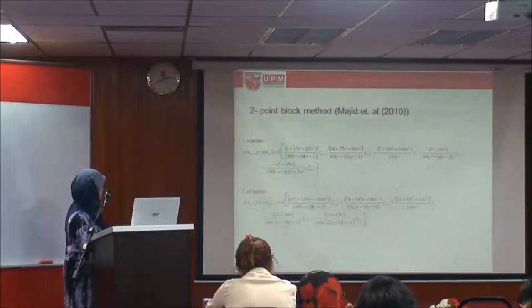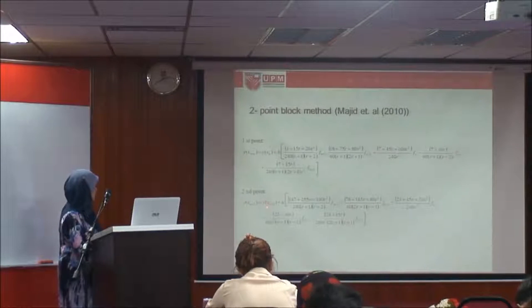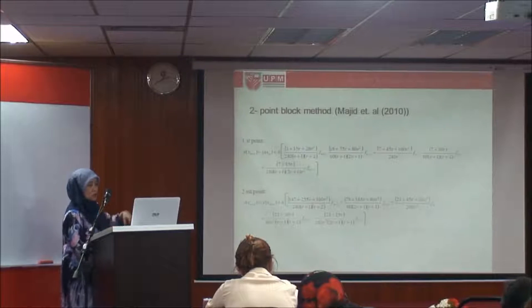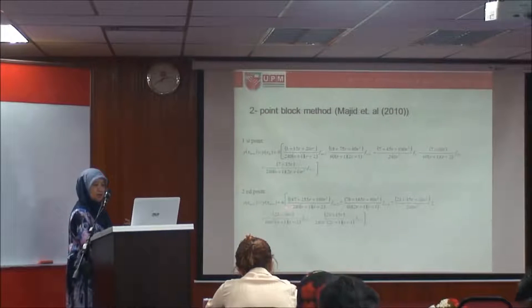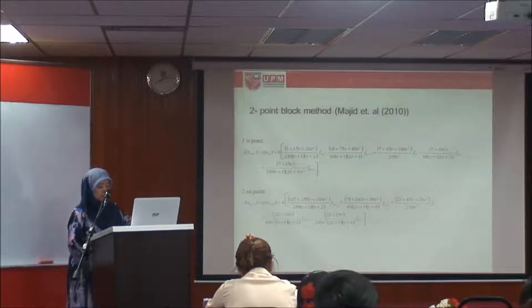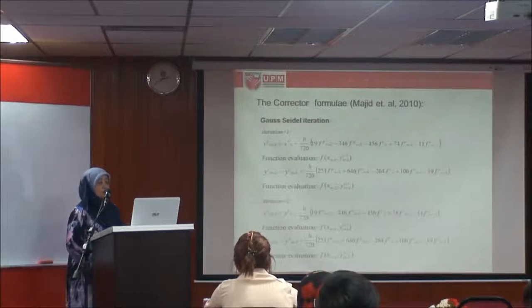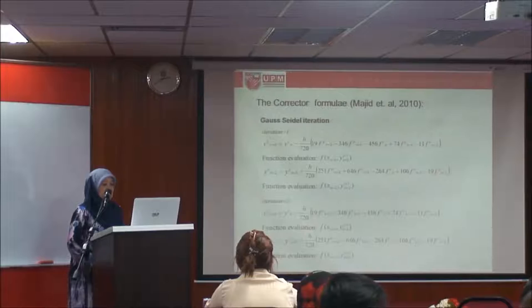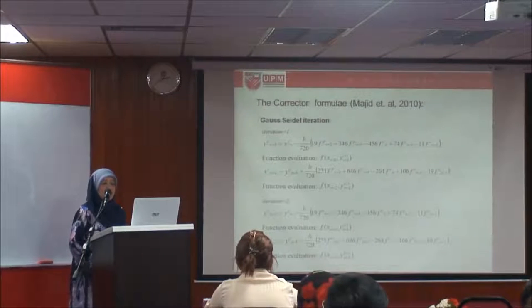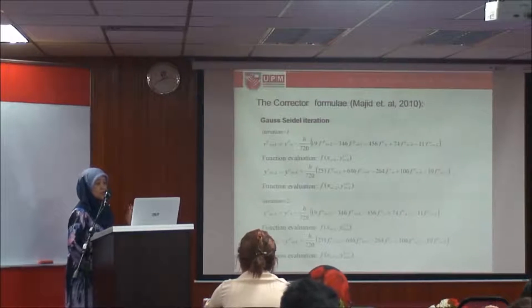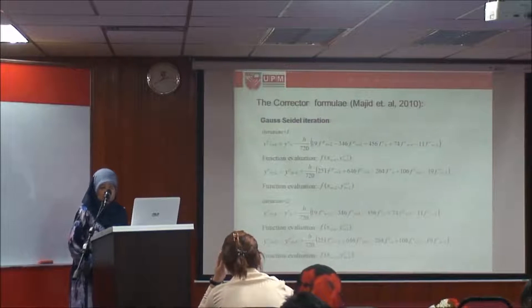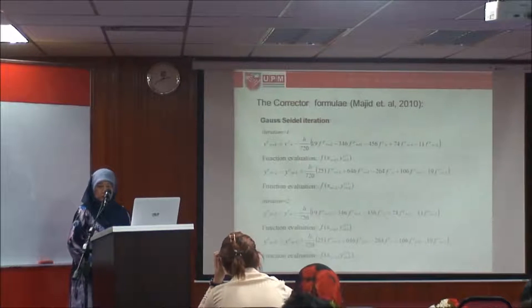So here, as you can see, this is the second point. It's equal to y(xn plus 1), whereas the previous one is y(xn). Because of this formula, we can't implement the one that we had previously. We can't use the parallel across the method, because now we have Gauss-Seidel iteration, compared to the previous, which was Jacobi iteration.